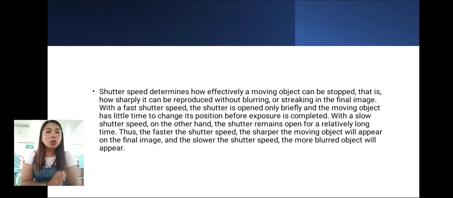Okay, with a slow shutter speed, on the other hand, the shutter remains open for a relatively long time. Thus, the faster the shutter speed, the sharper the moving object will appear in the final image. The slower the shutter speed, the more blurred the moving object will appear. So if you use a slow shutter speed on a moving object, usually the result will be blurred.